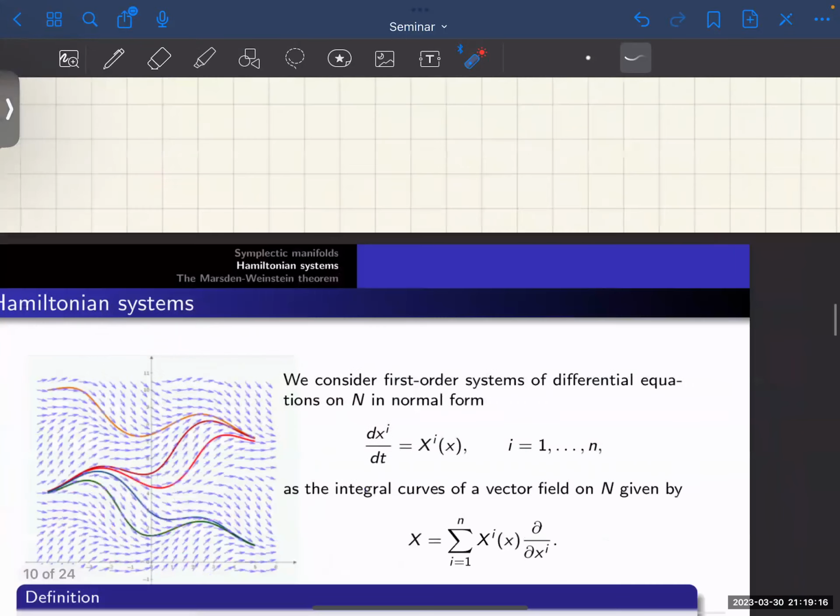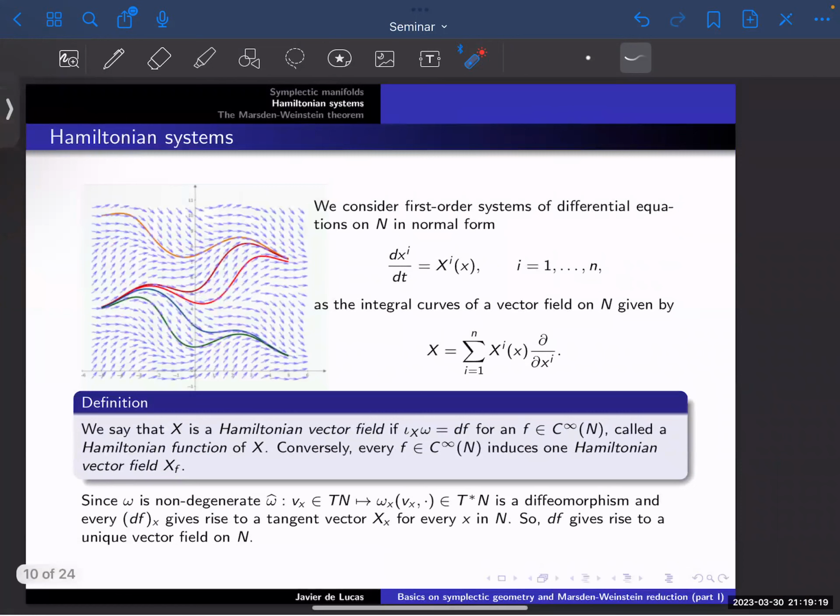So now we are going to talk about Hamiltonian systems. So far, we have been talking about symplectic manifolds. And this by itself is interesting, but normally, and especially in physics, in geometric mechanics, I mean, the part of mathematics devoted to study mechanical problems or physical problems related to mechanical problems, the main important thing is to study systems of differential equations. Indeed, in symplectic geometry we are mainly concerned with differential equations of this form.